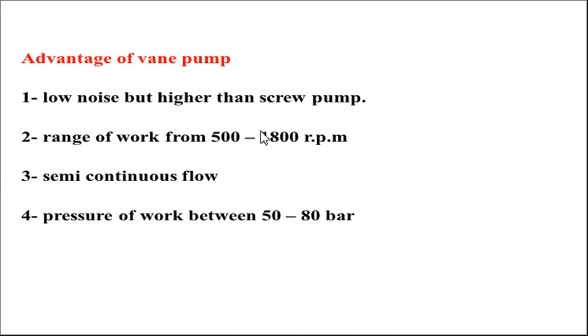The advantage of the vane pump is that it has very low noise, but it has higher noise than the screw pump. The working range is between 500 to 1800 rpm. It has a semi-continuous flow, and a working pressure around 50 to 80 bar.